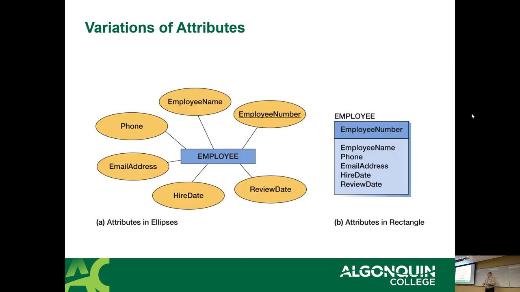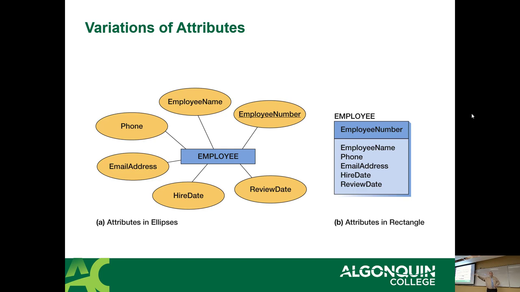The entity is a box. The attributes are bubbles off the box. Ellipses, not circles. Ovals, ellipses, if you want the technical term for an oval.